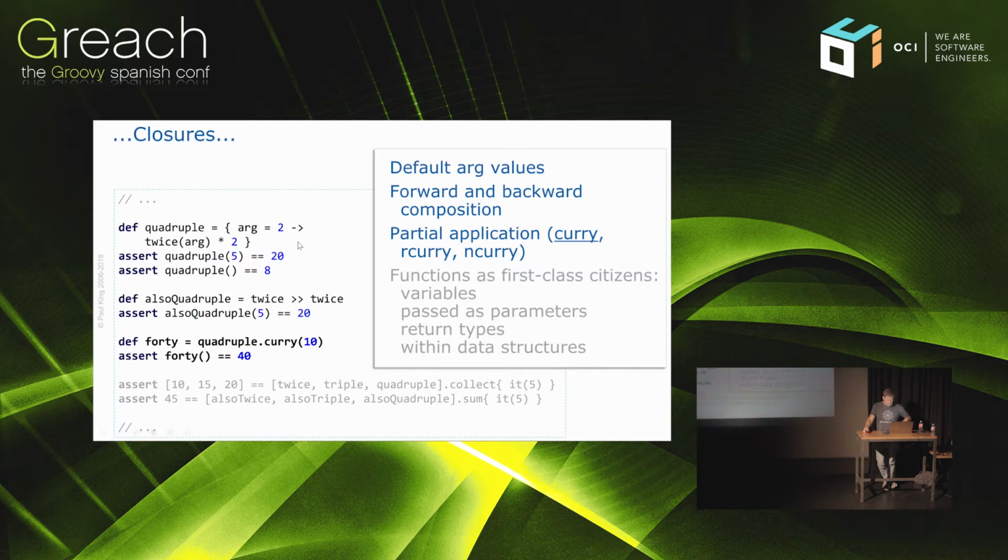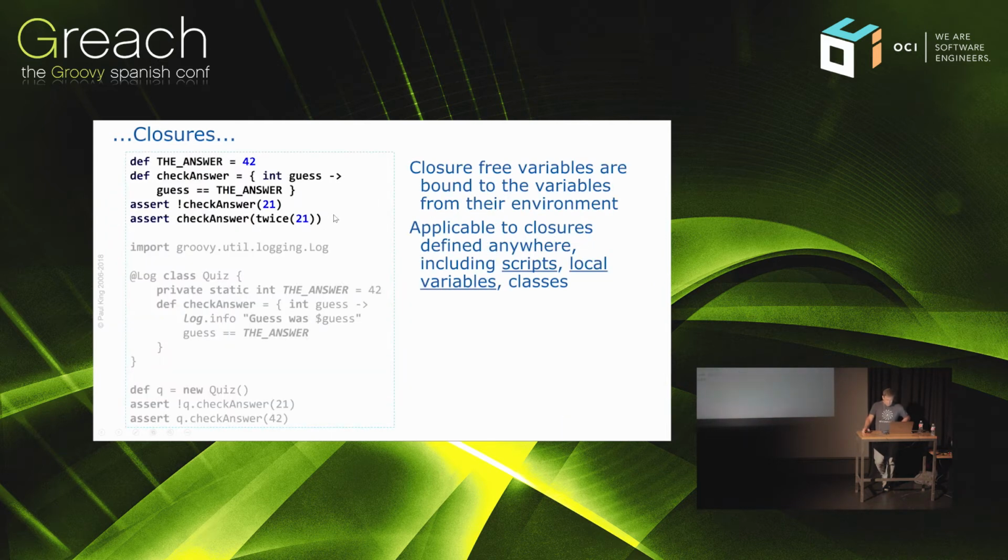As we've already seen, functions are first-class citizens. They can appear as parameters, they can appear as return types, and they can appear in all of your data structures as well. So there's all the things you'd expect if you've got first-class citizen functions. Now, closures are a little bit different to what you might see in a purely functional language, and this will be one of the topics that we come back to.